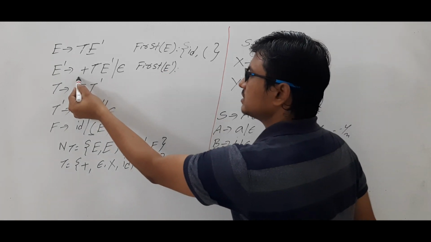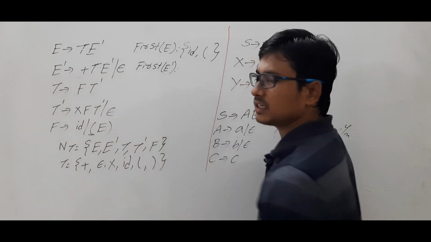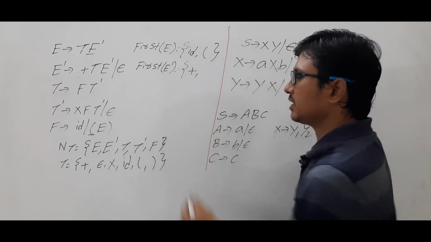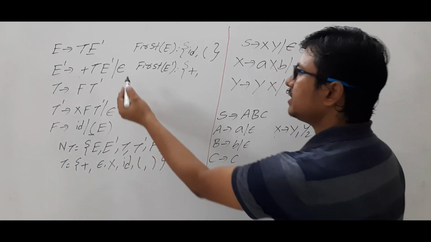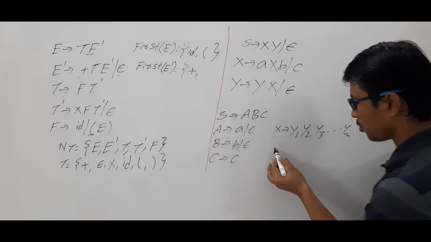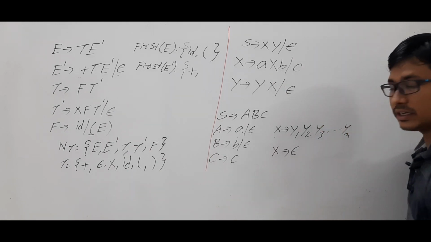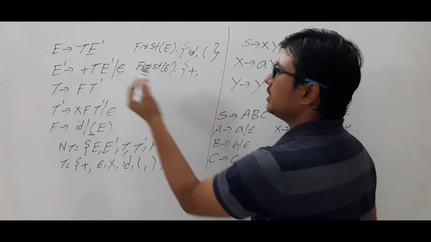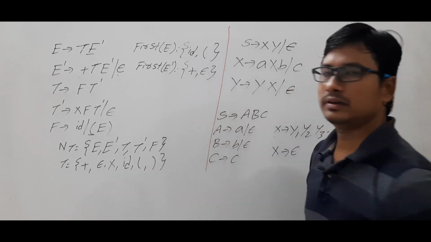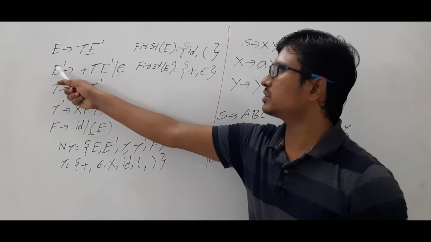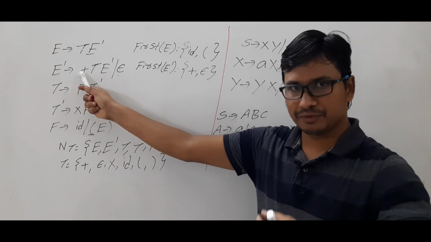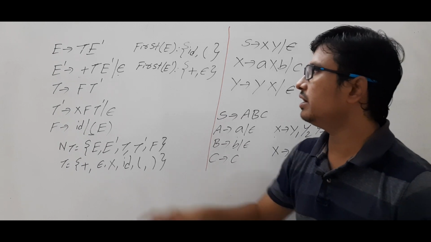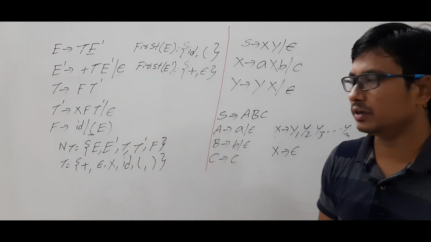First of E dash is first of this entire production, which is nothing but first of plus, which is plus only, because plus is a terminal. Similarly, we even discussed this point: if X determines epsilon, first of X will also consist of epsilon. So here epsilon also will be there. I hope you have understood. Is it clear? First of E dash is first of plus, which is a terminal, so I can write plus only, and first of epsilon is epsilon only.